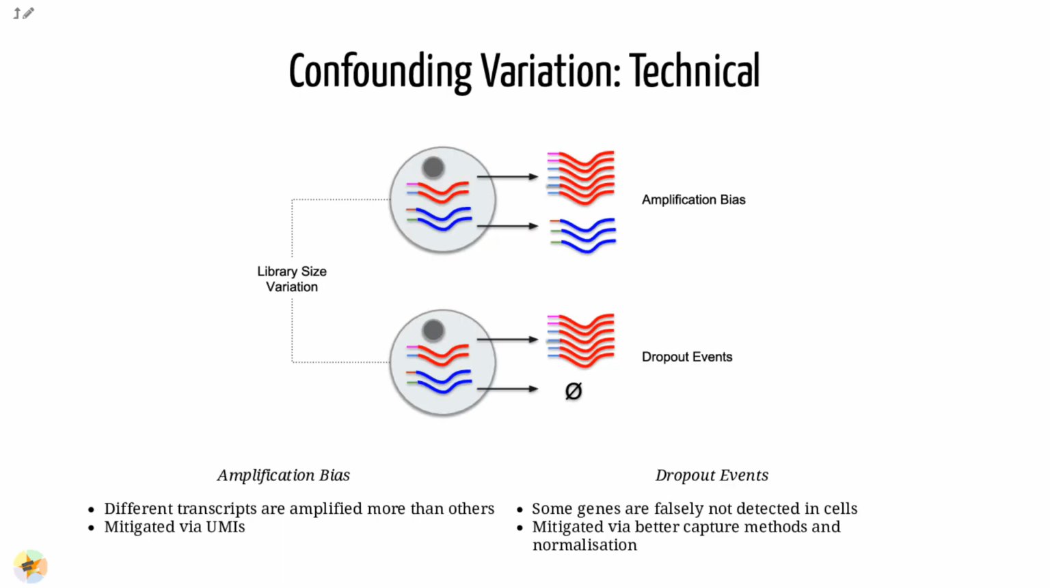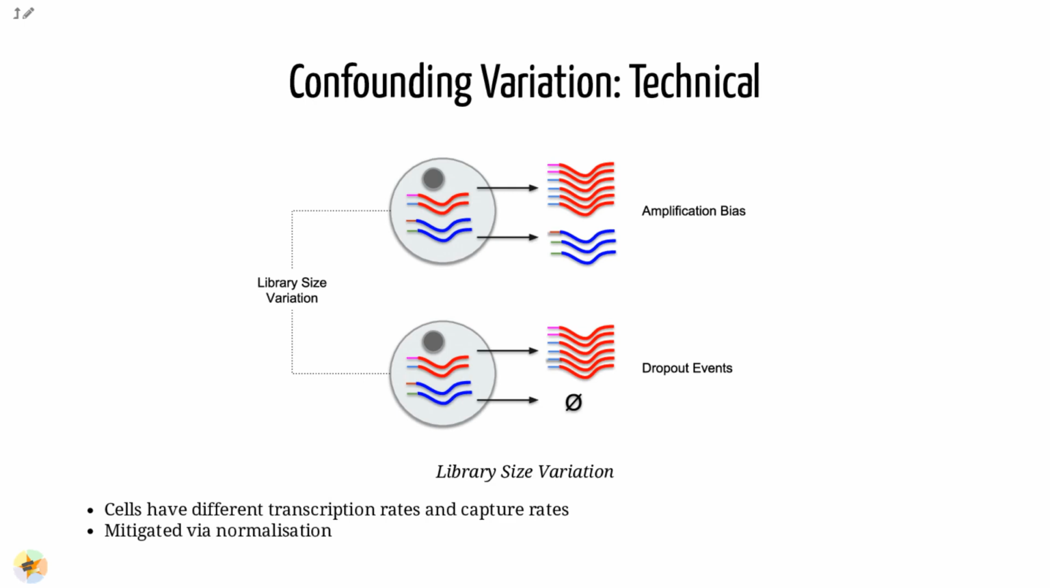Confounding technical variance appears in three forms: amplification bias, dropout events, and library size variation. Amplification bias can be mitigated by UMIs as demonstrated before. Dropout events give rise to the prevalent zeros in the count matrices, and their effect can be reduced by using clever normalization techniques such as the pooling method shown previously, as well as by using better sequencing methods. Library size variation arises for a variety of different reasons, but is the main source of variation within an analysis. Like bulk RNA-seq, this is reduced with good normalization methods.